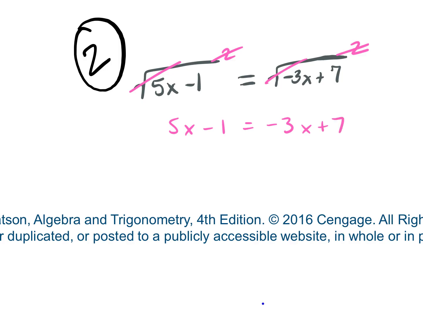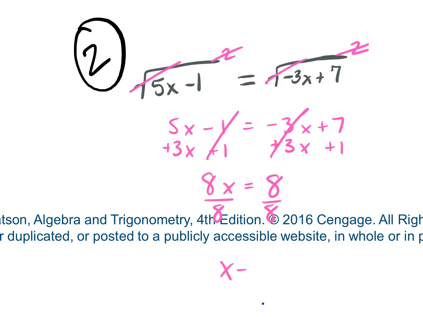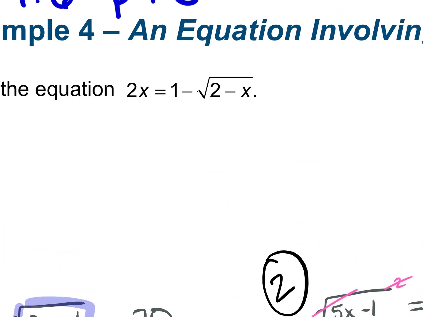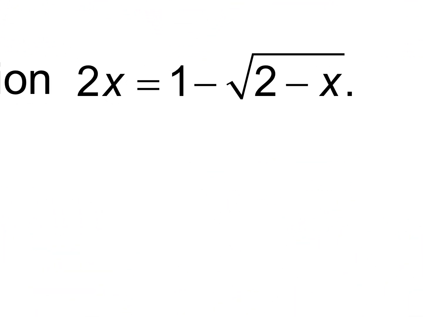What do you think we should do next? Awesome. Let's add 3x. We're going to combine like terms, and we can add 1. So we get 8x equals 8. What's next? Divide by 8. So x equals 1. Perfect. We're going to go back up to the first one here, the one at the top of the page.